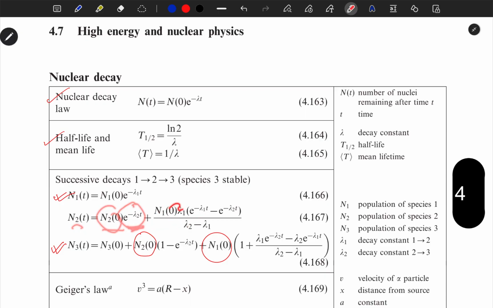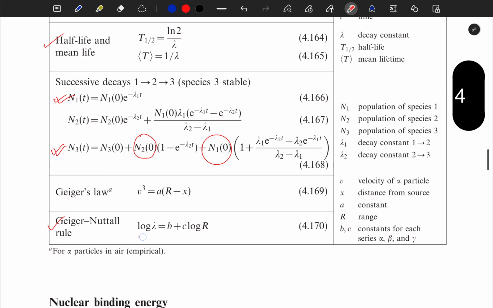It will decay with that, but N20 will be produced by N10 λ1 by (λ2 minus λ1) times (e^(−λ1 t) minus e^(−λ2 t)). For the number 3 particle, it will not decay to anyone. So it gets the contribution from N0 plus the contribution from N2 and the contribution from N1. So N3 will be growing like 1 minus e to the power minus λt. Again N1 will grow like 1 plus (λ1 e^(−λ2 t) minus λ2 e^(−λ1 t)) divided by (λ2 minus λ1).